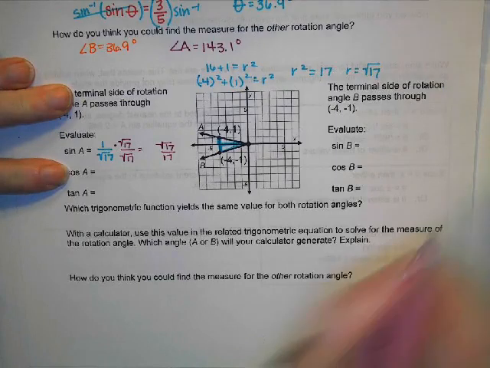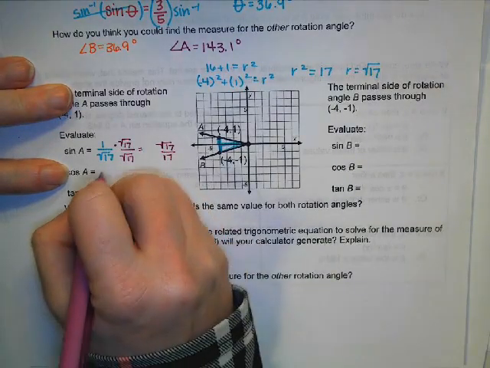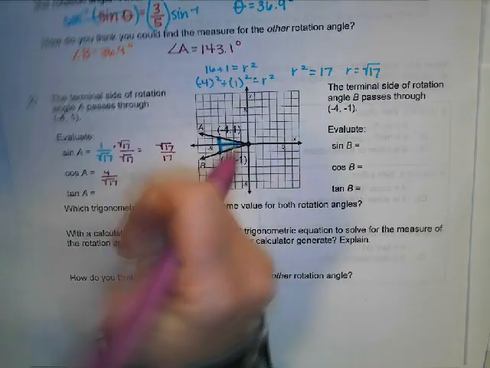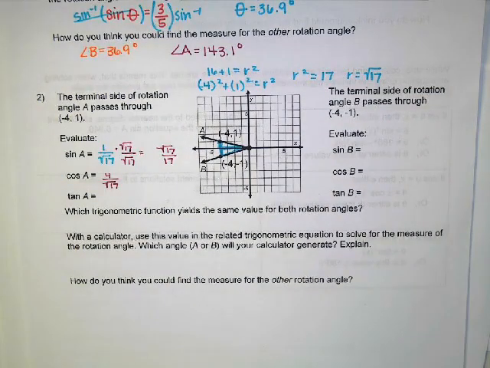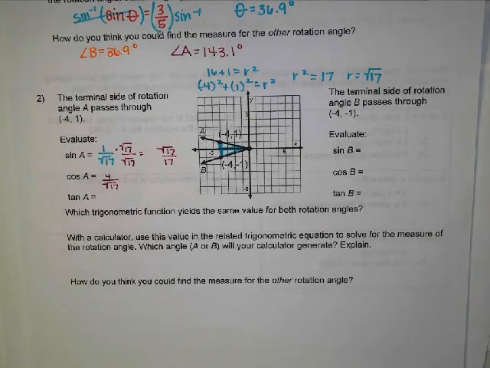Cosine is x over r. So I'm going to do 4 over square root 17. I can't leave it like that, so I'm going to have to rationalize it. So multiply both the top and the bottom by square root 17.